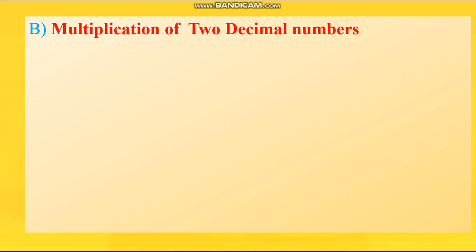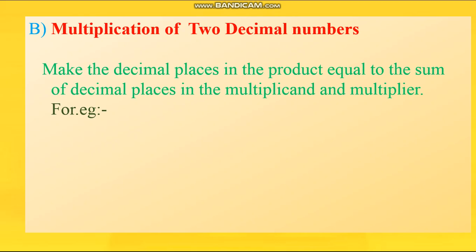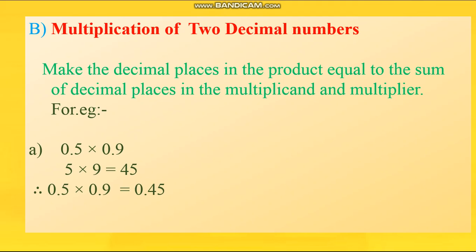Let's see now multiplication of two decimal numbers. In this also what do we do? We just multiply the numbers first, count the digits after the decimal, and place the decimal. Now 5 9s are 45. Here in the first number we have one digit after the decimal and in the second one digit. 1 plus 1 is 2. So we will place the decimal after 2 digits from the right. But here we have only 2 digits, 4 and 5, so we will place 0 before that. So 0.45 is your answer.